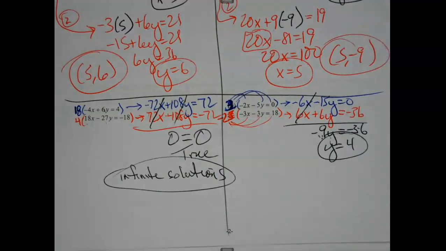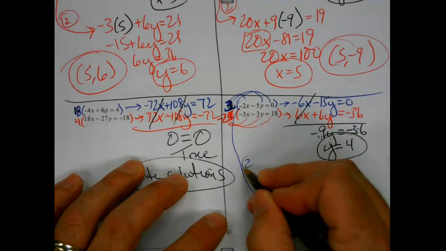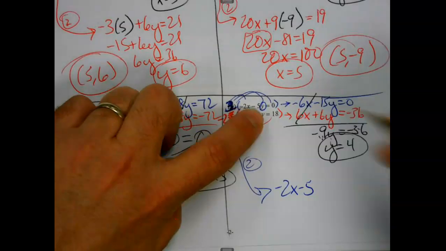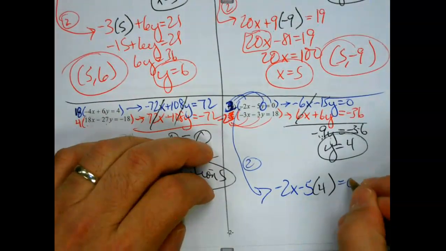And then again, take your pick of equations here. I'm still going to roll with the top one. -2x minus 5y equals 0.